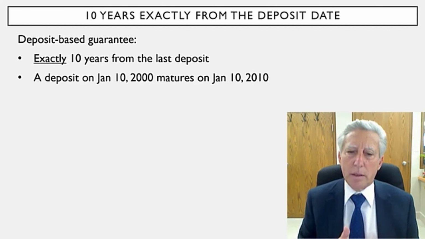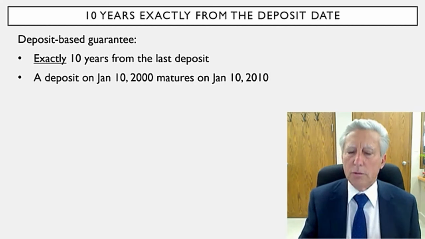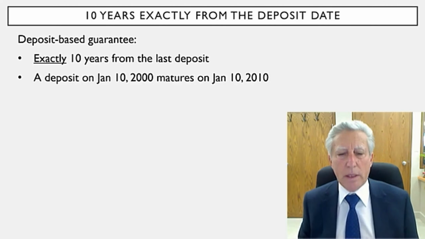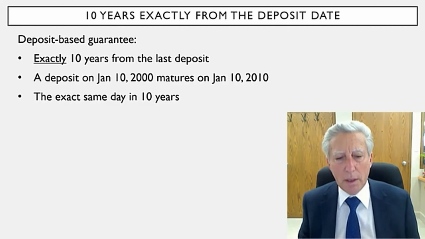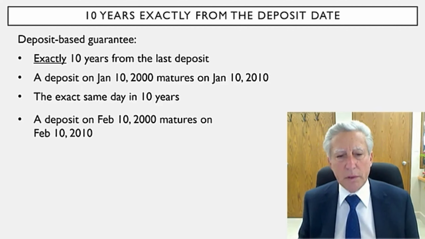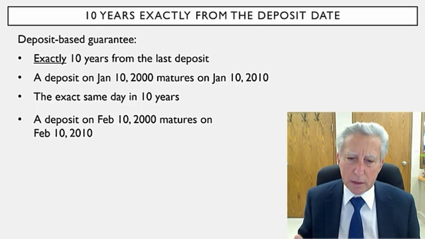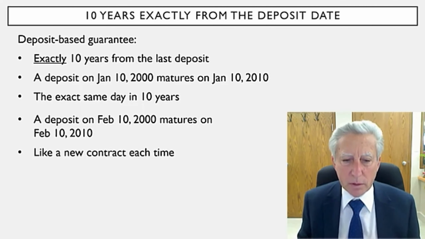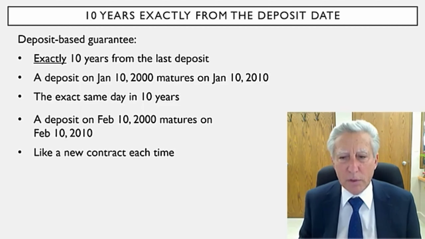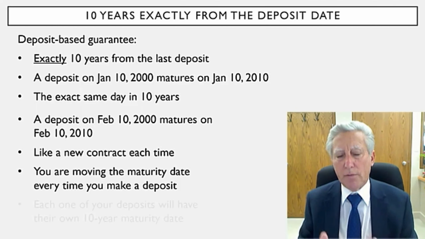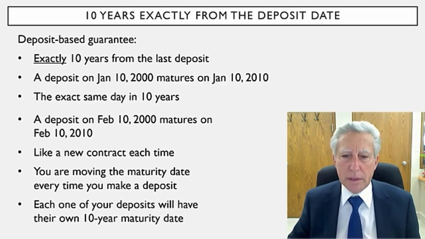Whereas with policy-based, it would have been to December 31st of 2010. Here, in actual fact, it's the exact same date, basically 10 years down the line. So a deposit February 10th, 2000 matures on February 10th, 2010. You see, and so on. So each deposit, basically, you might say you're buying a brand new contract. So you're moving the maturity date every time you make a deposit. So each one of your deposits will have their own 10-year maturity date.